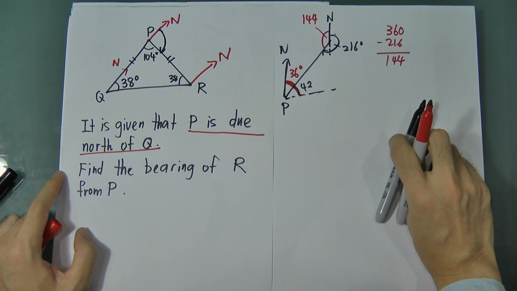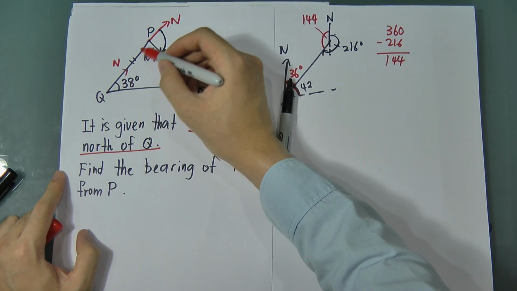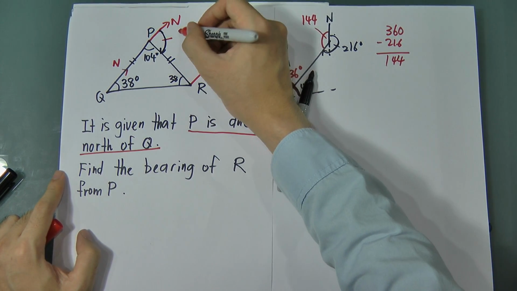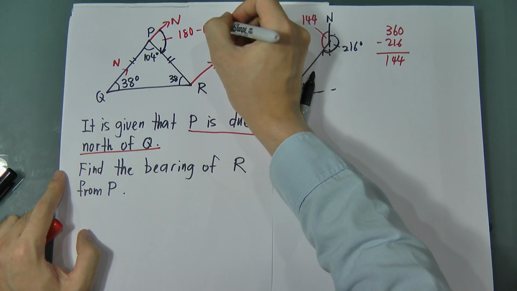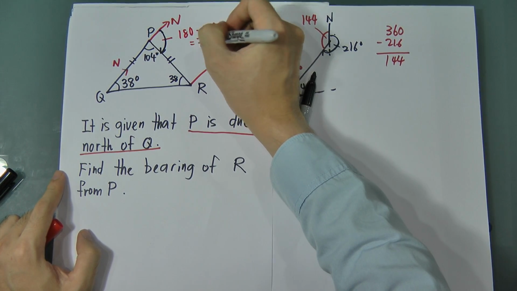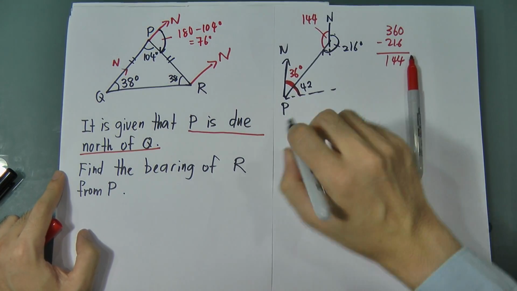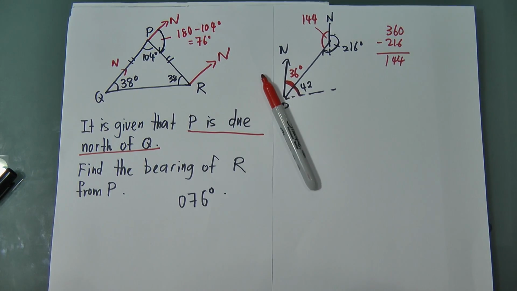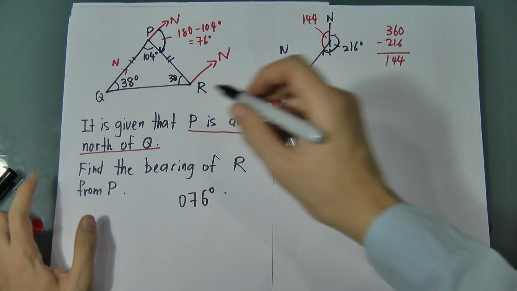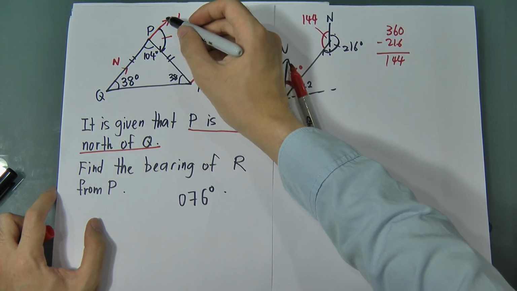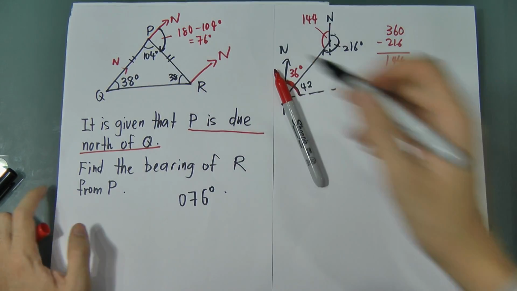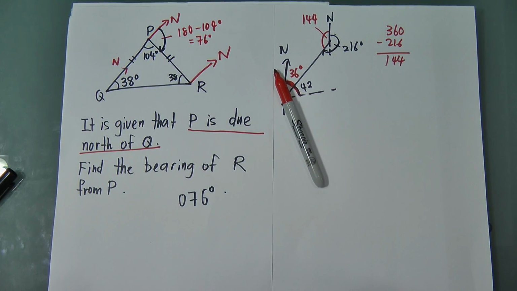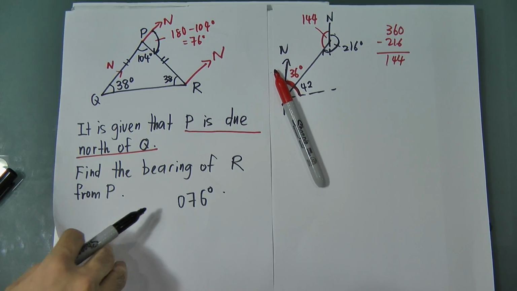Is that simple? Since this is north, we know the total will be 180. So this angle will be 180 minus 104, which is obviously 76, so it's 076. That's all, nothing special. You must know that if this is a straight line, the total adds up to 180. Here is 104, here will be 76. Simple. Alright, let me move on.